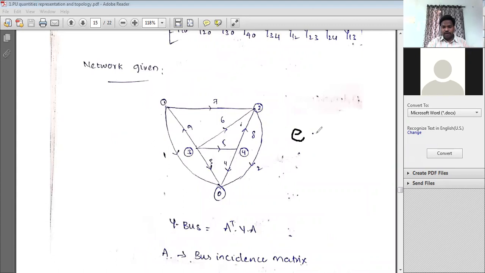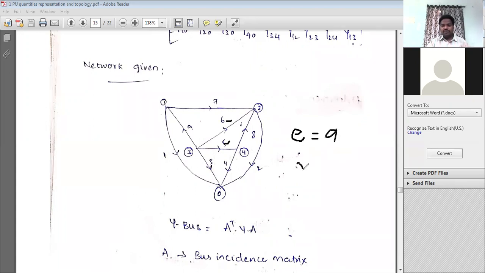Now what is an element? An element is nothing but a line segment which connects two nodes. So how many line segments are there connecting two nodes? Here 1 is the first line segment which connects node 1 and node 0, and 2 is the line segment which connects node 2 and node 0. Similarly 3, 4, 5, 6, 7, 8, 9. So in total you have 9 elements.